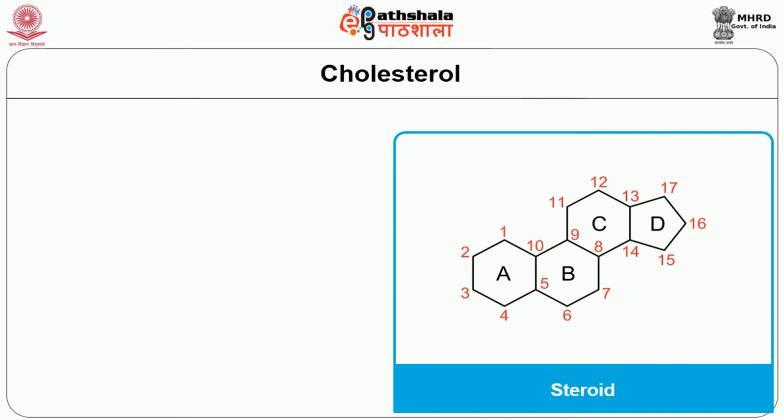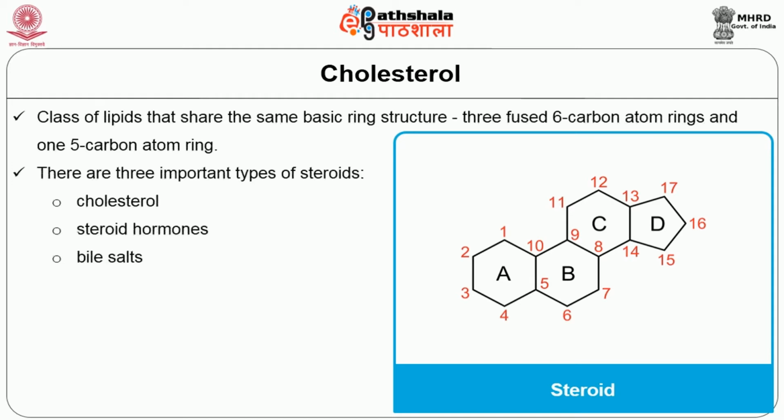So far we were focusing our attention on the fatty acyl derivative based simple lipids and complex lipids. There's another arm of lipid structure called the complex steroidal structure. They are also a class of lipids that share the same basic ring structure: 3 fused 6 carbon atom rings and 1 5 carbon atom ring. I think this is sufficient for us to understand the complexity of the structure.